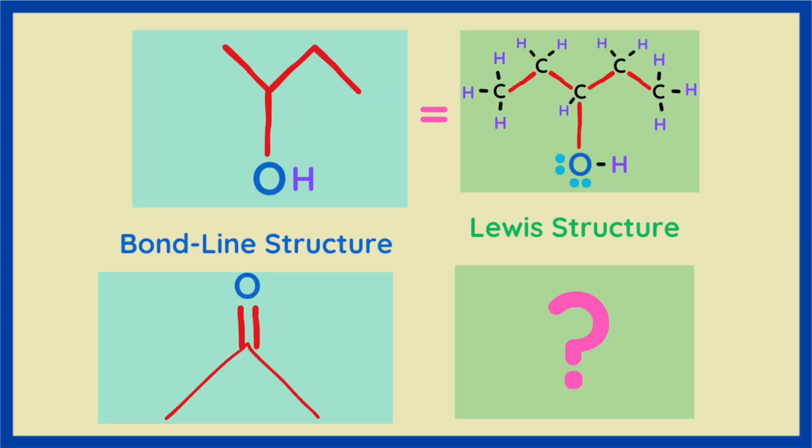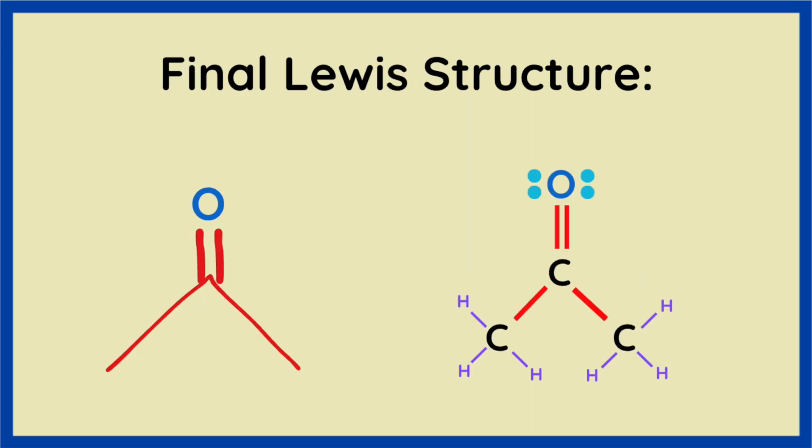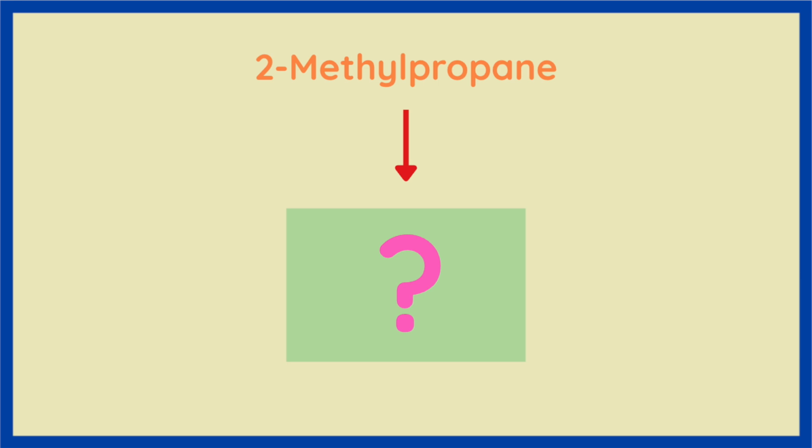A bond line structure really is just a summary model of a Lewis structure, and you may have noticed that each of the ends and bends are carbons. So we don't even have to finish our Lewis structure because we already know that our molecule has 3 carbons. In case you're wondering, this is what the final Lewis structure looks like, and there's a video in the description and at the end that shows you how to figure this out. Nonetheless, we need to cross out choice D because 2 carbons is less than 3, and we're left with the first 2 options. Lastly, we've got to turn our organic name into a Lewis structure.